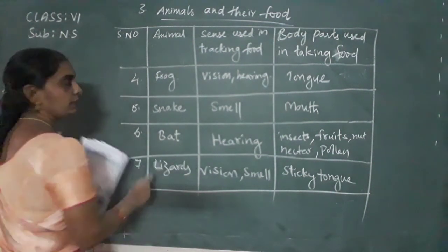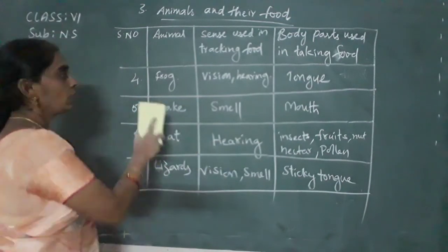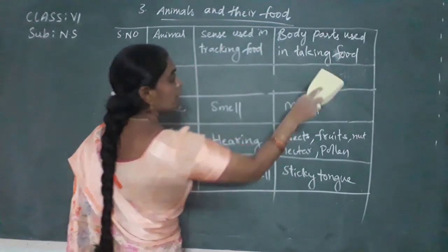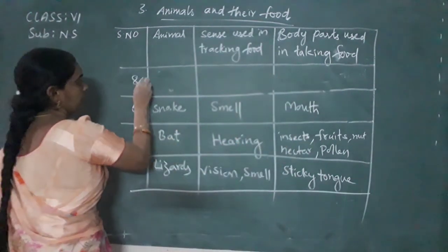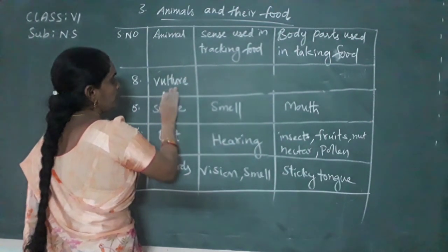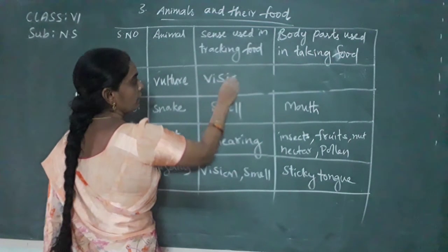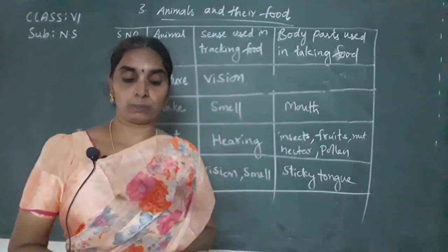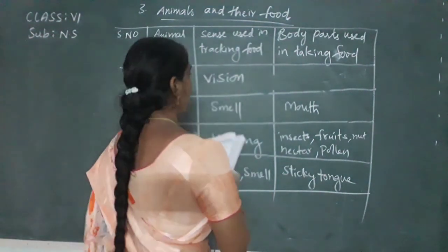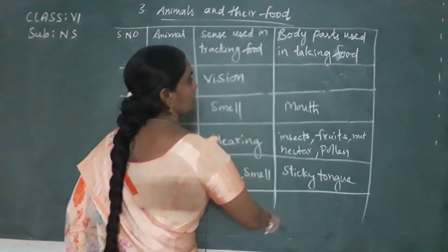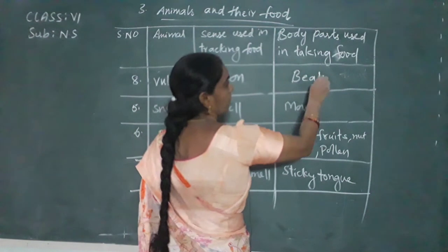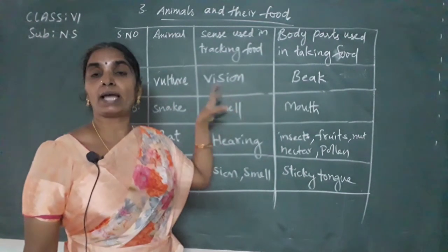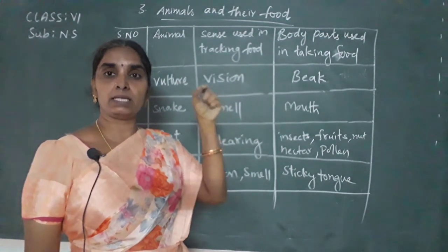Vultures, as you very well know, have very good eyesight. Okay, children, the eighth one, you are going to write vulture. The sense of vision is highly developed, as I said earlier, in vultures, eagles, etc. What do the vultures depend upon? They depend mostly on dead and decayed organic matter. Which body part do they use to take their food? The beak, a strong bent beak. It has a strong bent beak to catch objects that are very low on the ground.